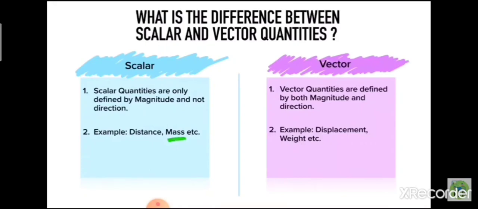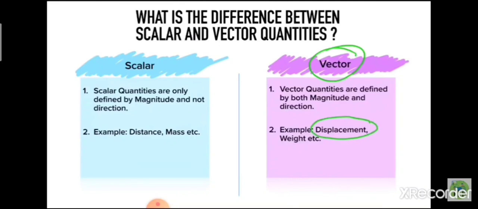Now we will move on to vector quantities. Vector quantities are the opposite of scalar quantities. Vector quantities are defined by both magnitude and direction. Magnitude means number. So it means that it has a number and it has a direction also. So examples are displacement and weight. So you have to write a number and you also have to write a direction.